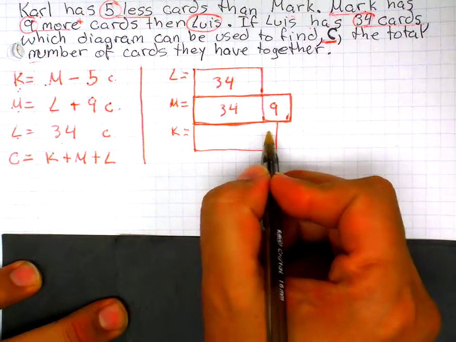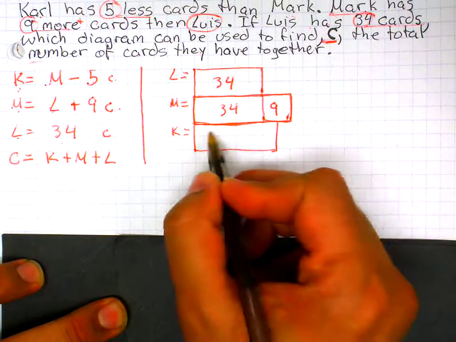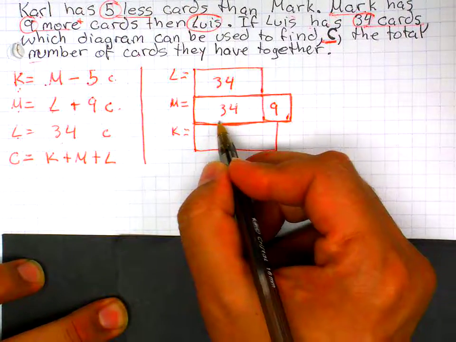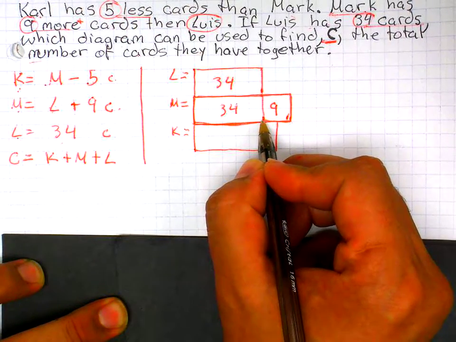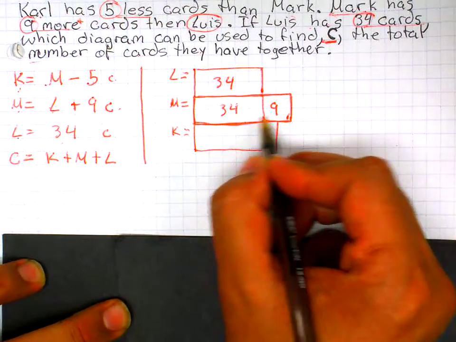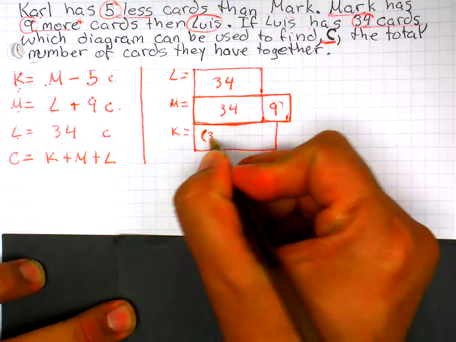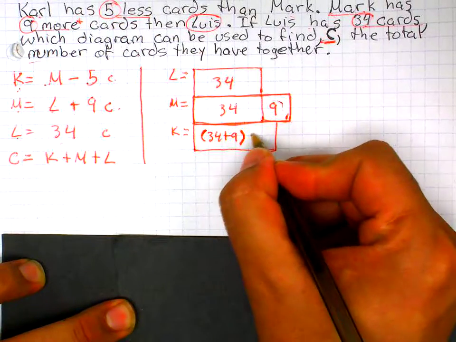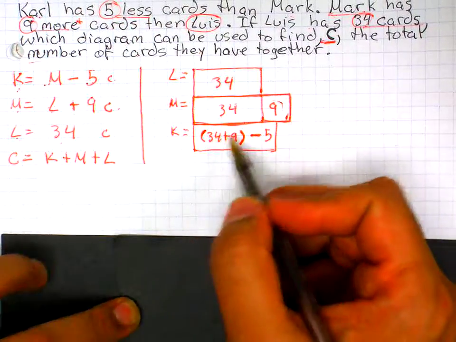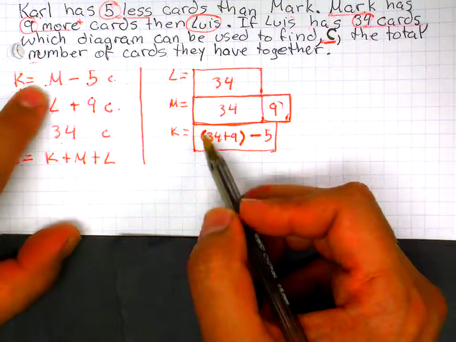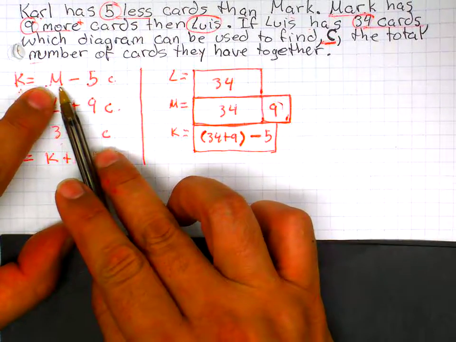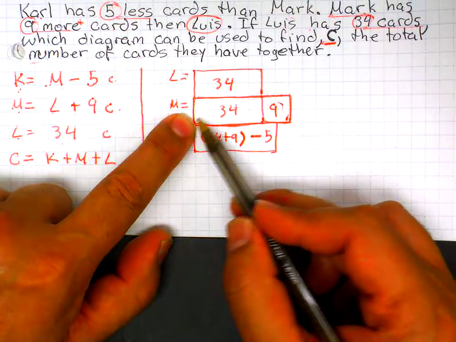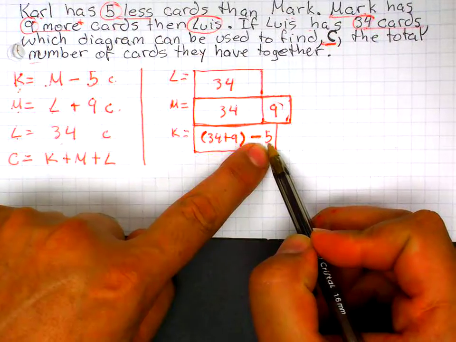So how do I represent this? 34 minus 5 would be less. I will have to put these two together: 34 plus 9 minus 5. I'm going to explain this again. Why did I put this? Because the problem says that Carl has whatever Mark has minus 5. And Mark has all this, which is 34 plus 9, minus 5.